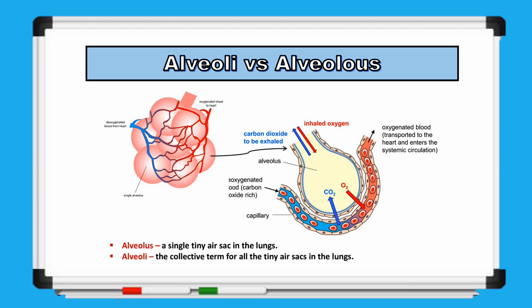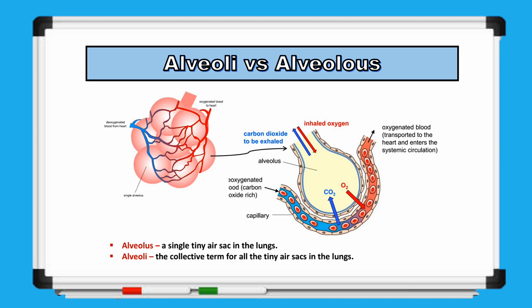So, in simple terms, the alveolus is just one of those microscopic air sacs. The alveoli refers to all of them together, millions working side by side. Each alveolus is surrounded by a dense network of capillaries, allowing a constant exchange of oxygen and carbon dioxide. This is how oxygenated blood is formed. It travels back to the heart and is then circulated throughout the body, while carbon dioxide is exhaled out of the lungs.